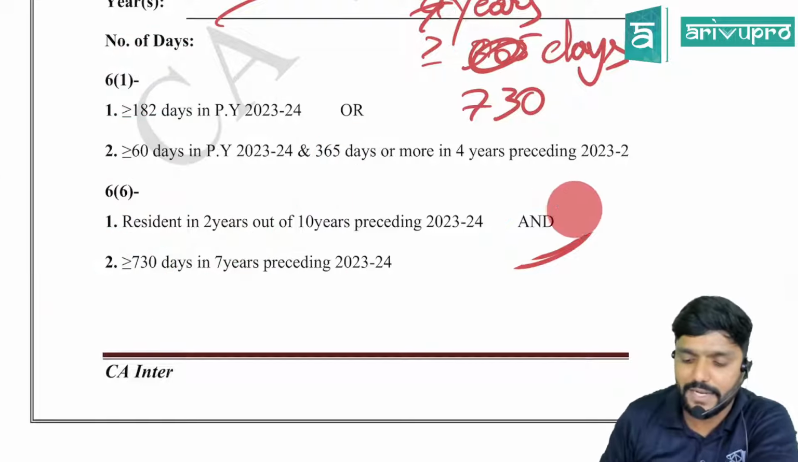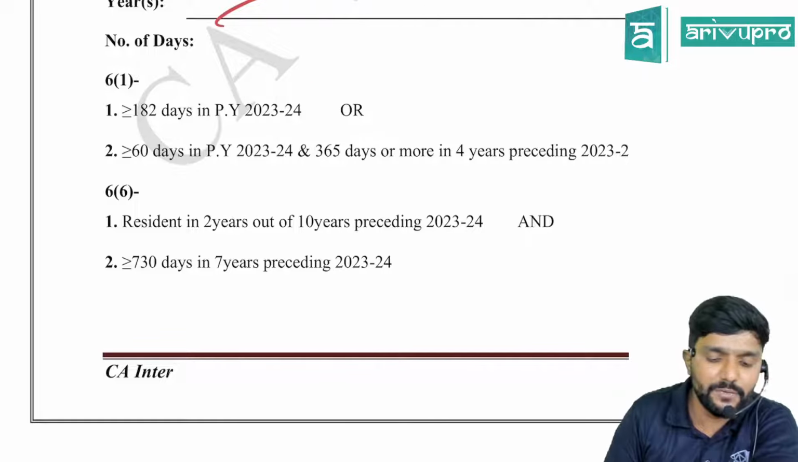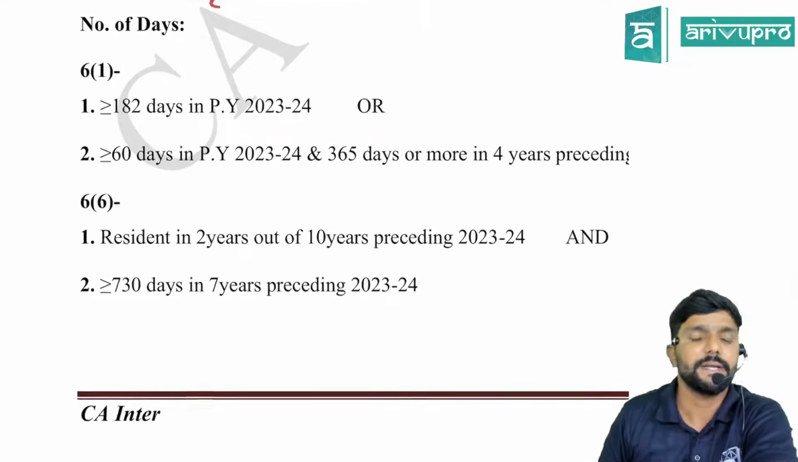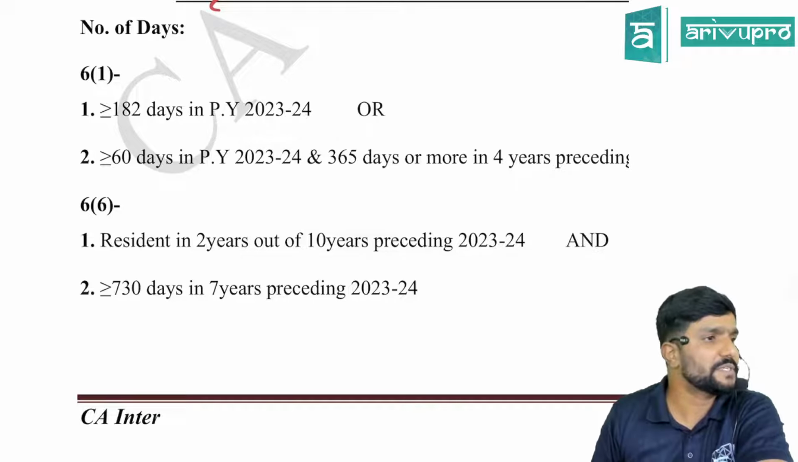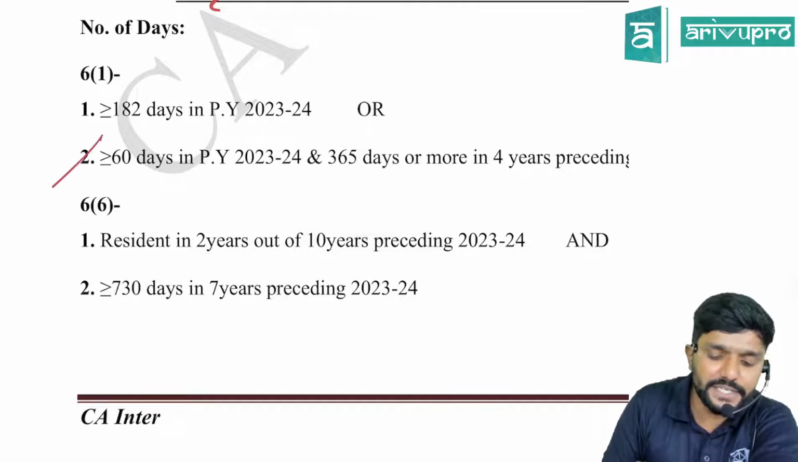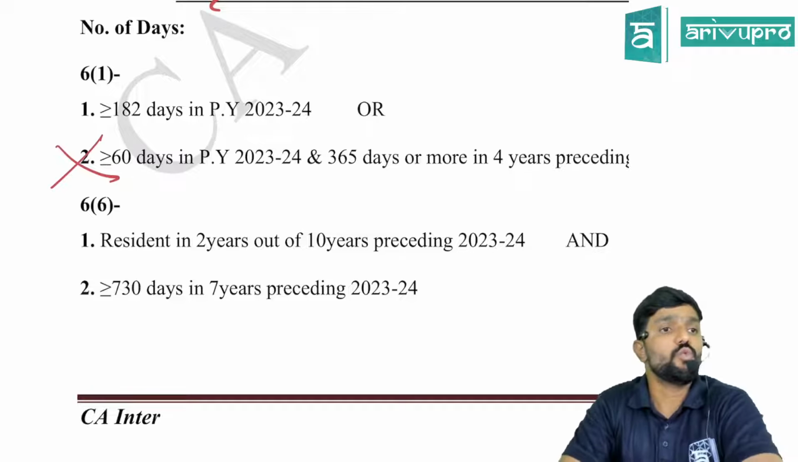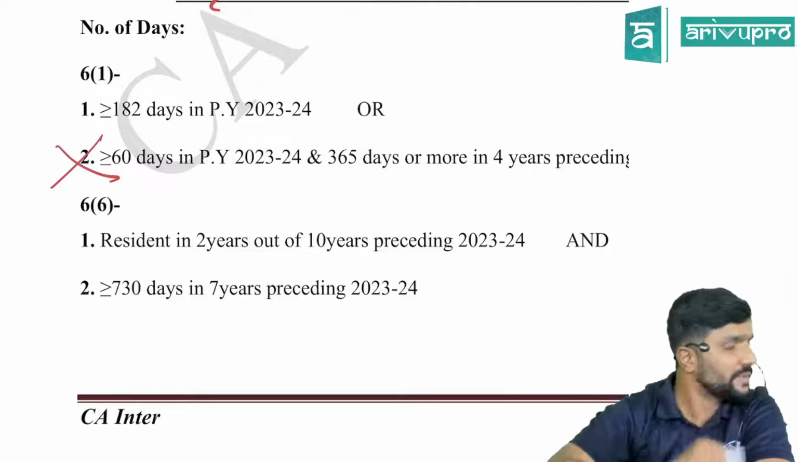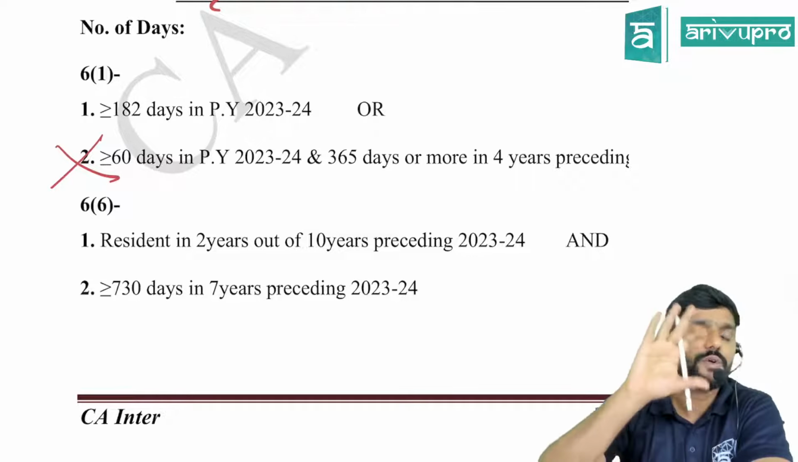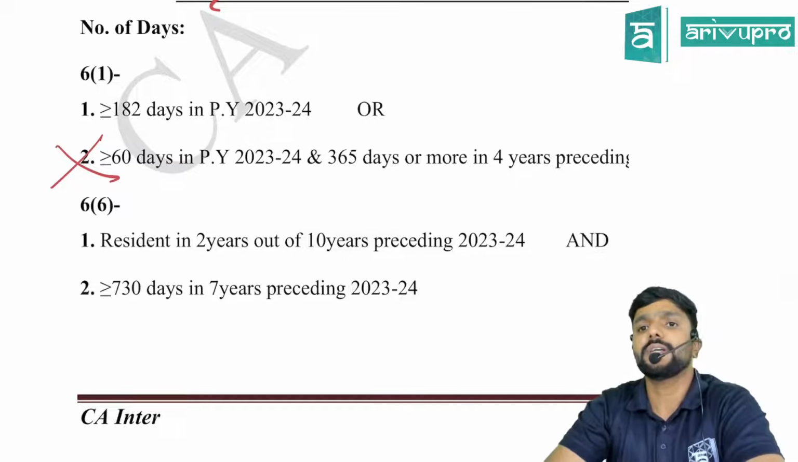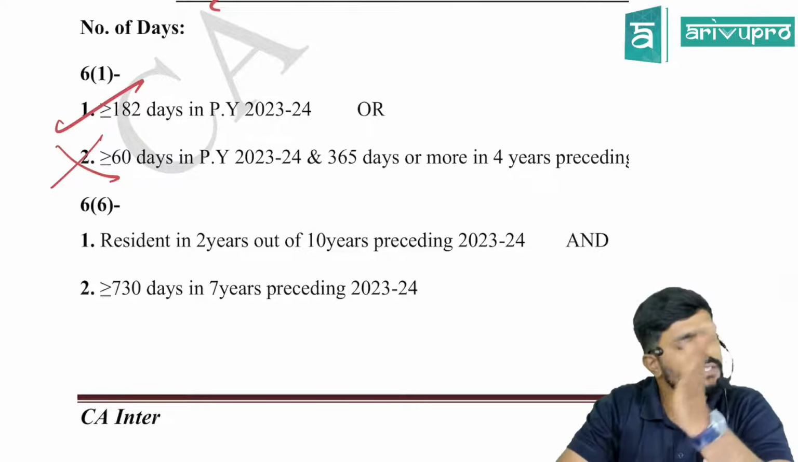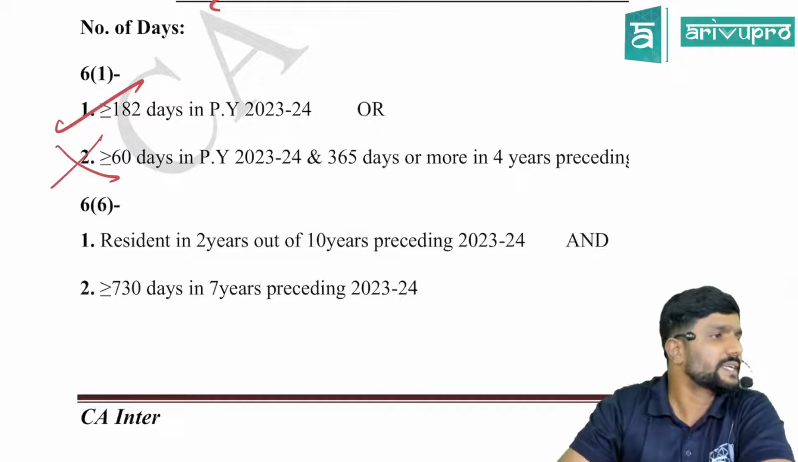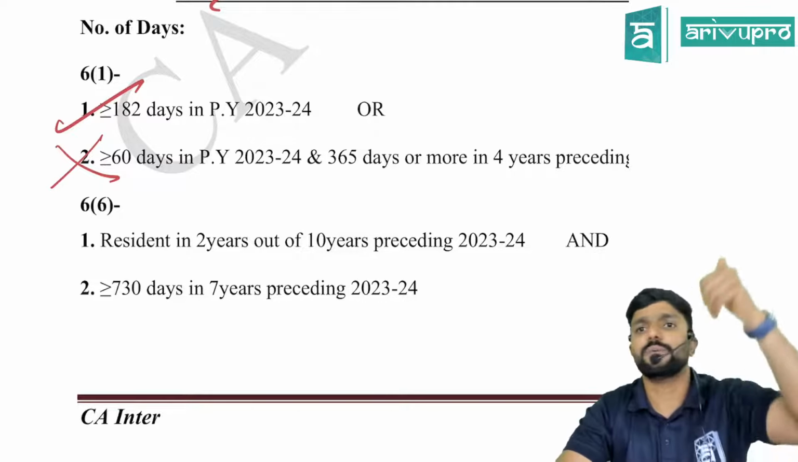What is 6.1 telling, guys? Sir, if you satisfy any one condition, you will become resident. But in two scenarios, there are two exceptions where they are telling the second condition is not applicable. That means whoever is covered in that exception, they will become resident only when they satisfy the first condition. Sir, if they don't satisfy the first condition, straight away non-resident. Hope it is clear for you.